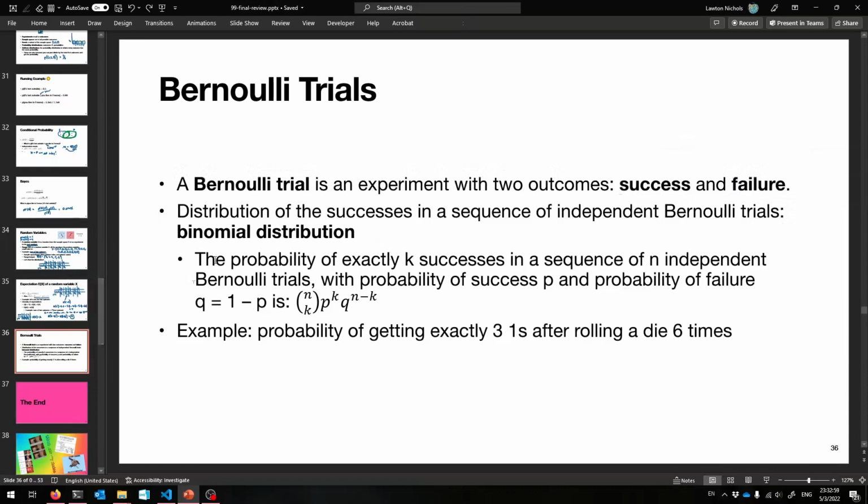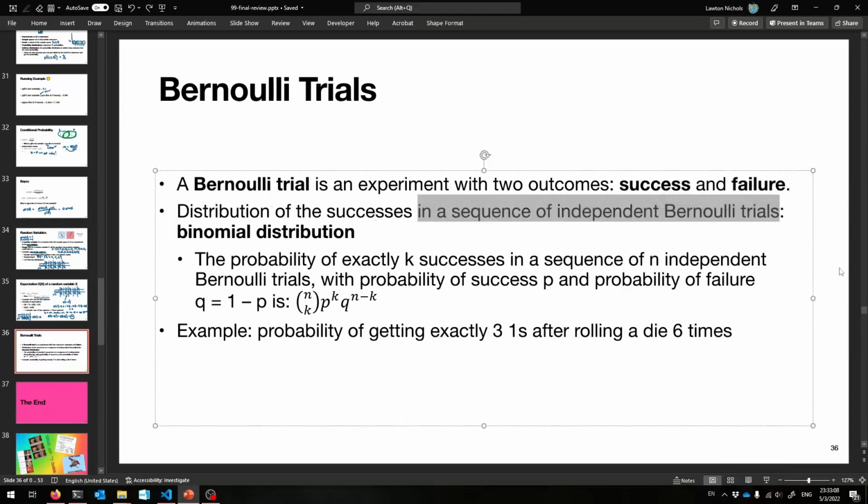That's the idea. And then we'd like to come up with the distribution of all the successes in a sequence of independent Bernoulli trials. So the next trial does not influence the one after it, and the one before it didn't influence the one that comes after it either. So they're all independent. That distribution is called the binomial distribution, okay? As long as they're independent.